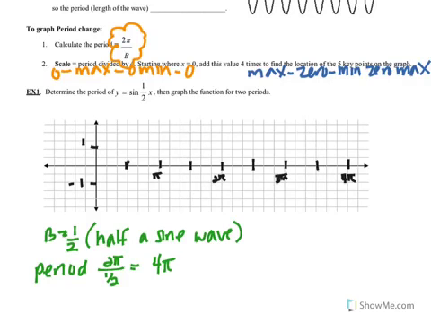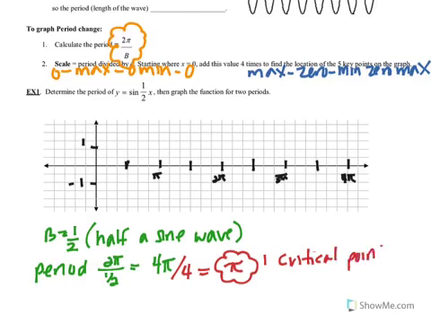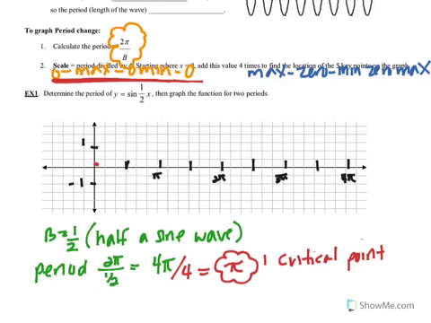To determine the scale, divide this by 4, and that's pi. That means that every pi you're going to mark one of the critical points. Remember what our critical points were? They were 0, max, 0, min, 0. So that's going to happen for the sine every pi. So 0, max, 0, min, 0. There's my 5 critical points, and they were every pi.